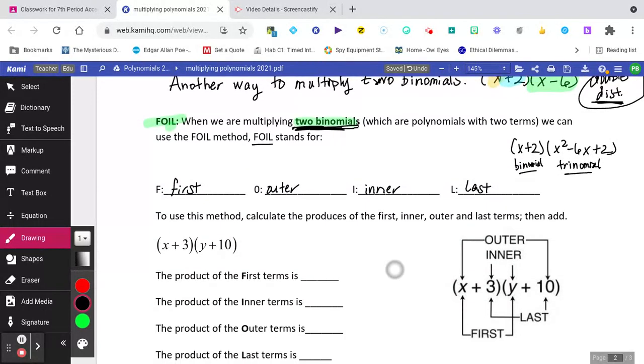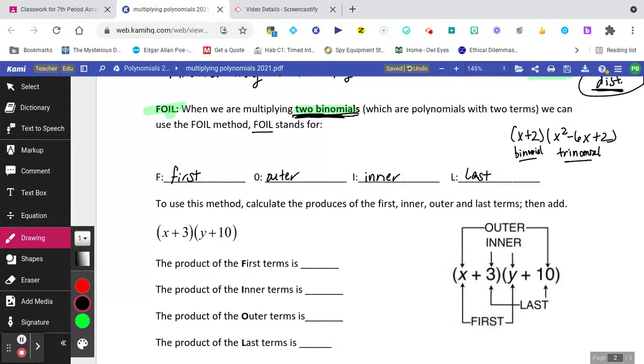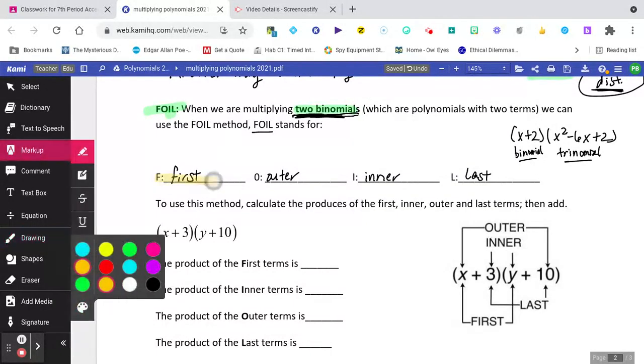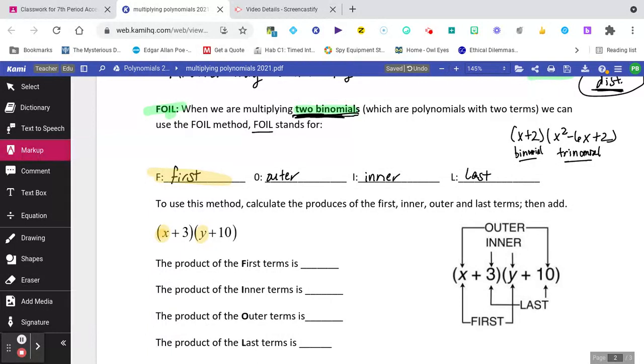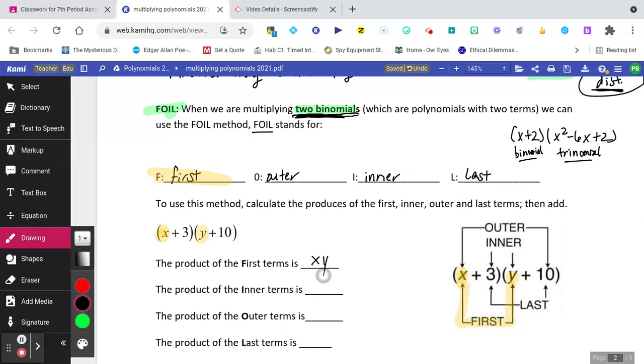And let me explain first, outer, inner, last, guys. Okay, so if you look, when I say first, I'm going to color code these two. What's first in each set? First in this set is an X and first in that set is a Y. So your first two terms, and it has it here as well. First in each set, that's your first. The product of your first two terms here is just XY. Okay, and then you're going to go to outer.